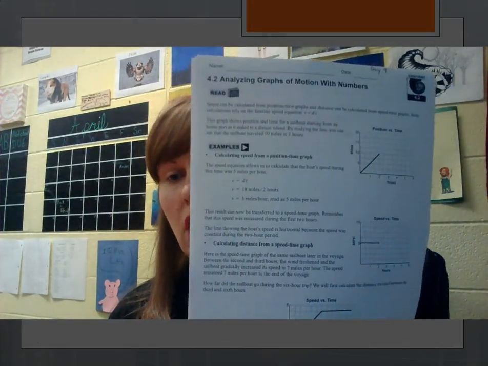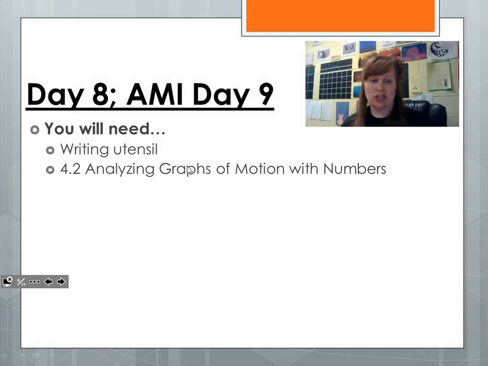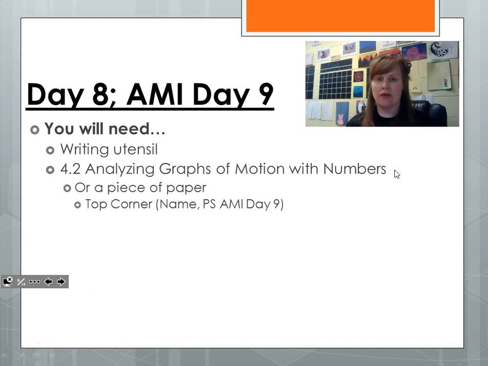If you are just following along and doing the work off of your phone on another piece of paper, that's fine too, just as long as you're getting it done is perfect. Like I said, if you are on a piece of paper and are not using the printed off copies from the website, you need to write your name at the top right hand corner or left hand corner. I prefer the right. And then PS AMI day 9. Even though this is day 8, we're on day 9.